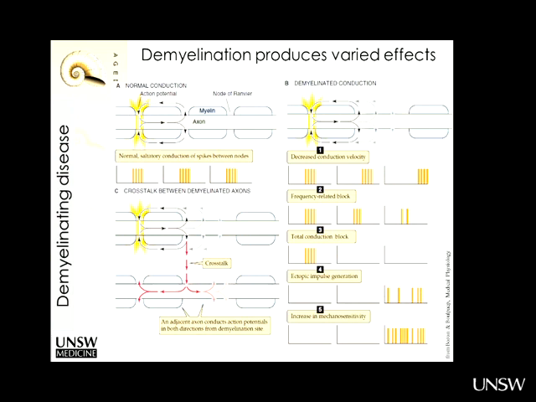So now if we do lose myelin, this is what we can expect. This is normal conduction, which we've just talked about along all the lecture now. If you have an action potential being generated at one node, you will see the same size action potential and same frequency of action potential at every node of Ranvier. That's what you would expect in a normal, healthy axon.